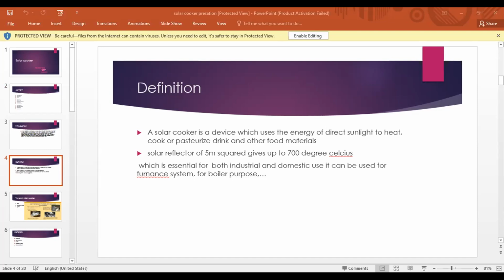A solar cooker is simply a device that taps solar energy and concentrates it, hence producing tremendous heat. A solar cooker is simply a device which uses the energy of direct sunlight to heat, cook, or pasteurize drink and other food materials.